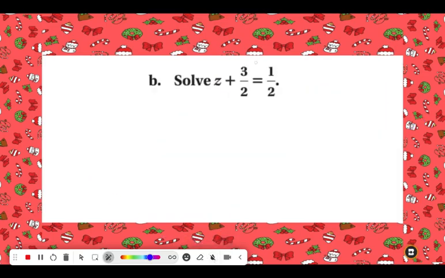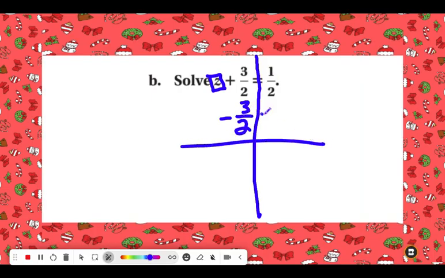Let's try another one. Go through the steps. Draw a line at the equal sign. I'm getting z by itself. The opposite of adding 3/2 is -3/2. What you do to one side, you do to the other. So +3/2 -3/2 cancels out. We're left with 0, so z on the left side.